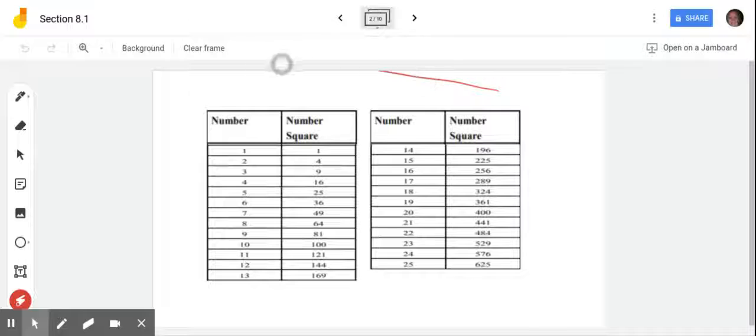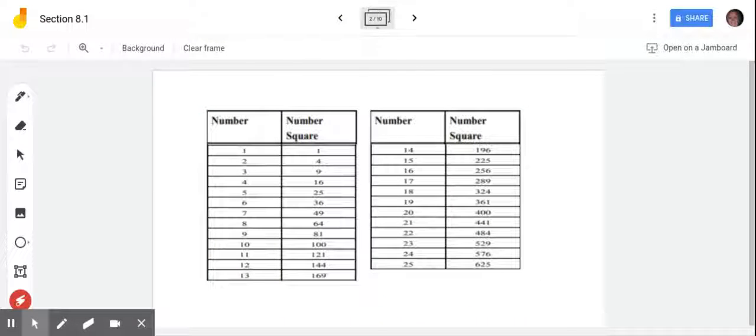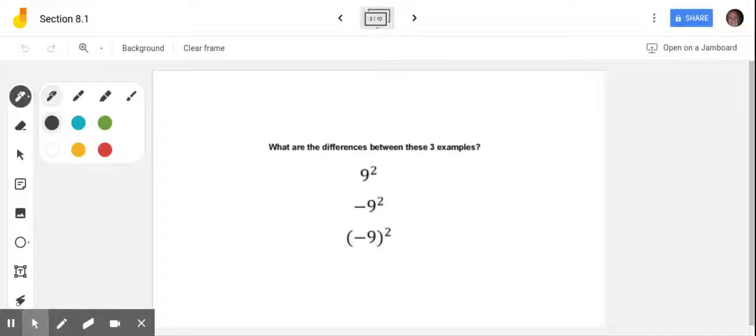All of the numbers on this page are perfect squares. It will help you a lot and make your life a lot easier if you memorize the perfect squares 1 through 13. What is the difference between the three examples that are on this page? Do they all have the same answer?